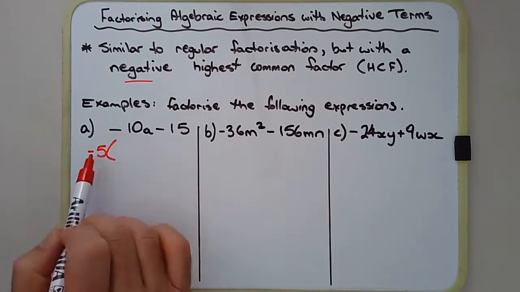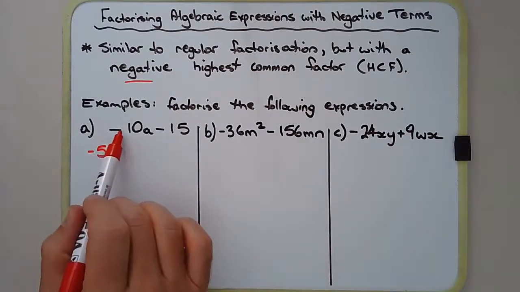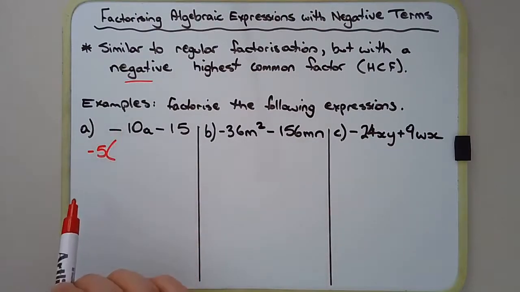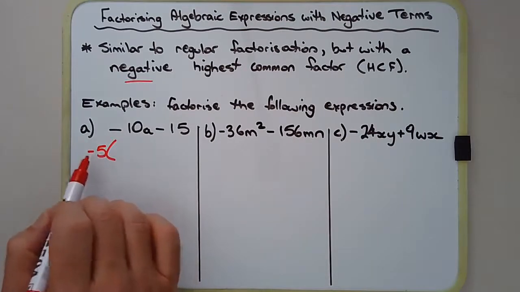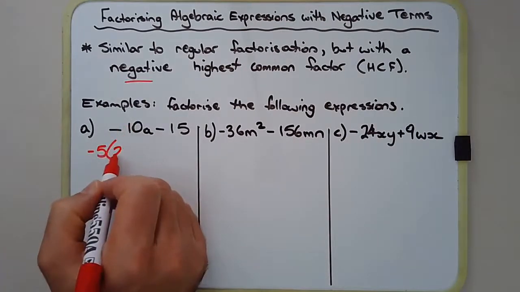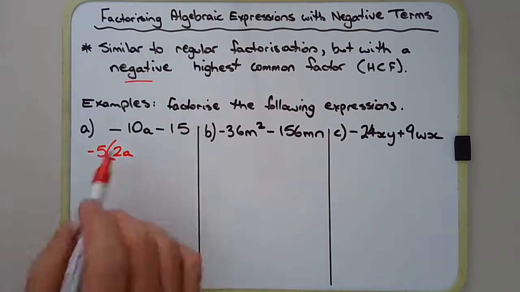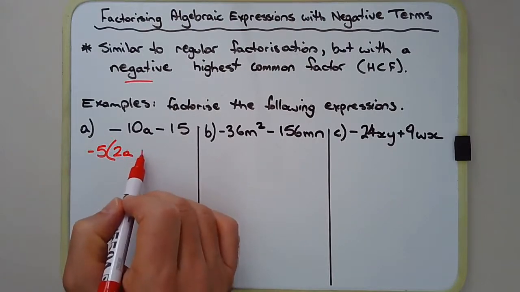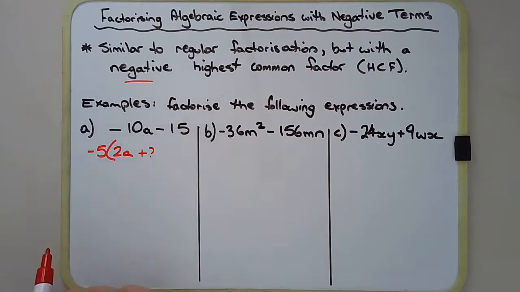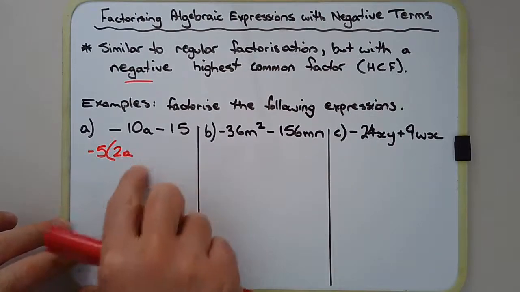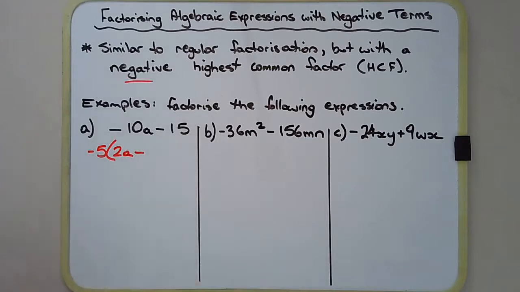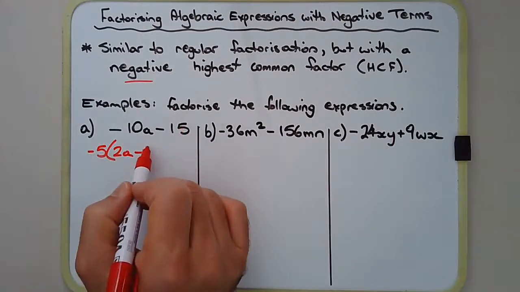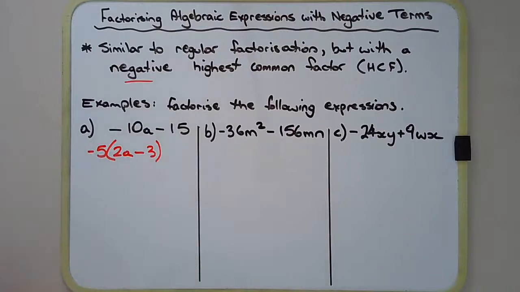Negative 10a divided by negative 5. A negative divided by a negative gives you a positive. Two lots of negative 5 go into negative 10, so we're going to end up with 2a for the first term. Now, do I put a plus or a minus here? What do you think? In fact, let's keep it as a minus. Negative 5 into 15 goes 3 times. Is that correct?